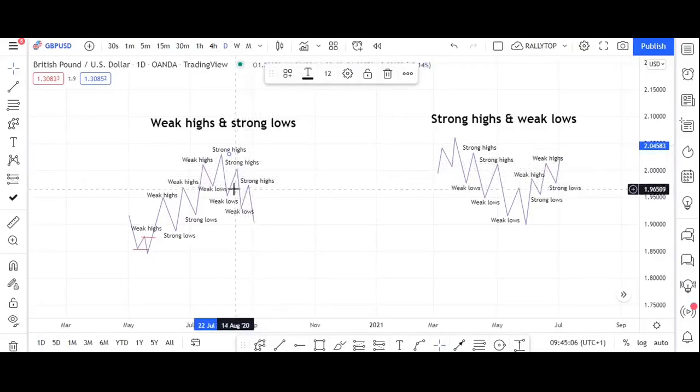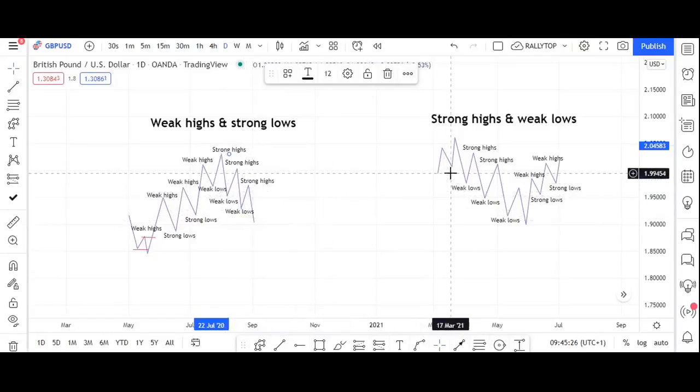All right, now because price has broken this low here to the downside and broken it again to the downside, what are we expecting? We are expecting the lows to be violated, which will now cause these lows to become weak lows. That's essentially what it means by weak highs and strong lows.